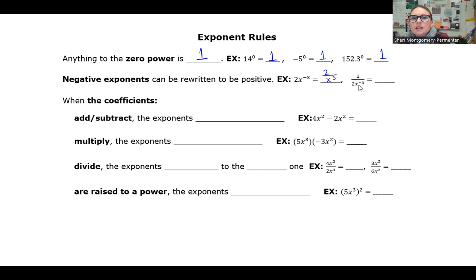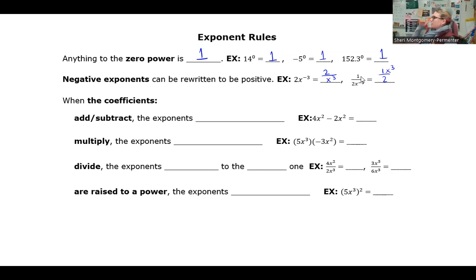So now if I have the same thing, the x to the -3 is on the bottom, so I can rewrite it on the top and it will be positive now. The 2 stays on the bottom, but I can rewrite the x and it's positive now. So moving it from the top to the bottom or from the bottom to the top can change the sign of the exponent.